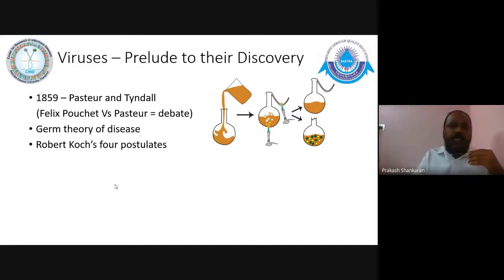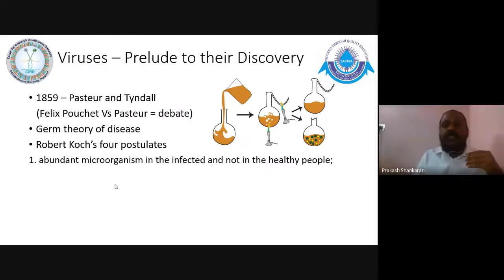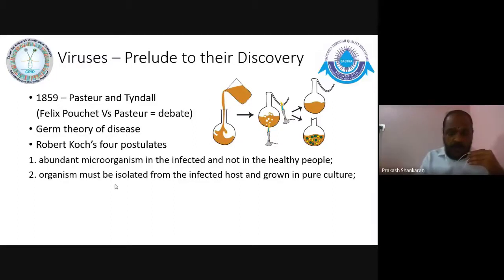1, the microorganism should be abundant in the infected, and should not be there in healthy people. If somebody is infected with some disease, the organism or the germ should be there in them. Because of the germ, they are getting ill. But healthy people should not have this germ. That's the first rule. Second, the organism must be isolated from the infected host and grown in pure culture. So at this time, he was one of the proponents of isolating microorganisms and growing them in pure culture. This condition shows that it is actually the agent that causes the disease.